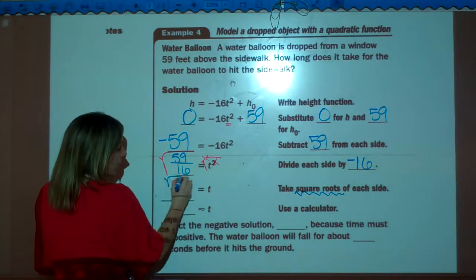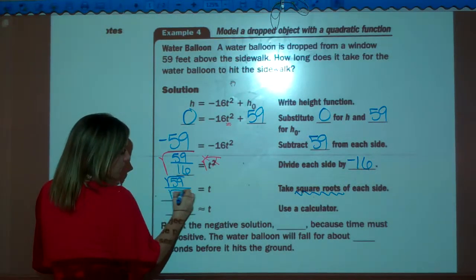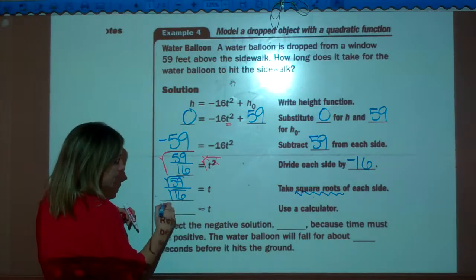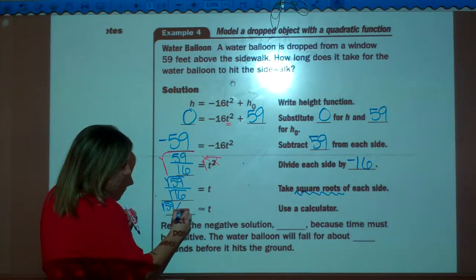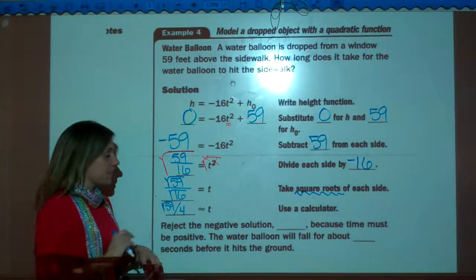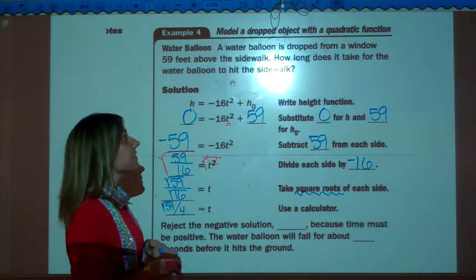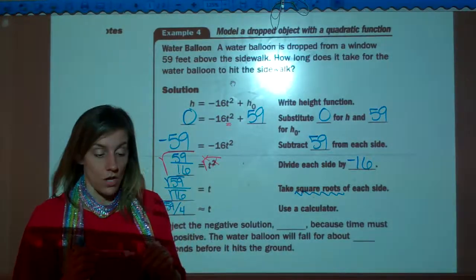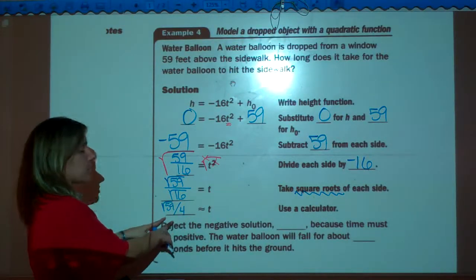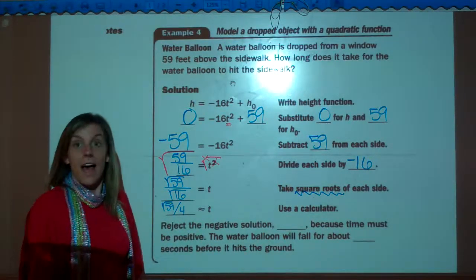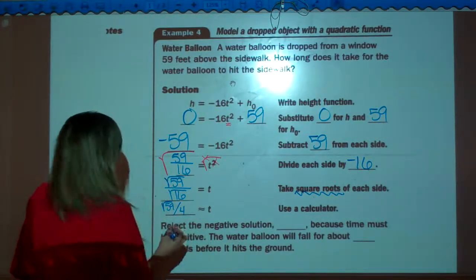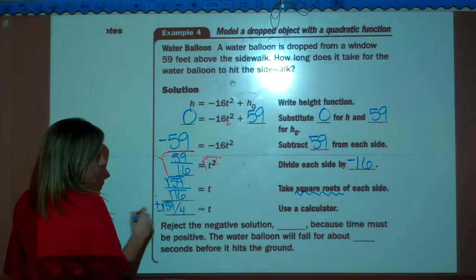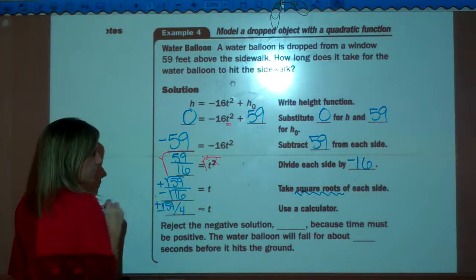So I get the square root of 59 over the square root of 16, and that works out nicely because we know the square root of 16 is 4. And a 4 in the denominator is great. They actually want it in decimal form because it's a real question. How long does it take for the water balloon to hit the sidewalk? Well, this is a real time, and you and I don't know what that means in time. Whenever we square root, remember it's positive or negative, so I should have put a positive or negative up here.